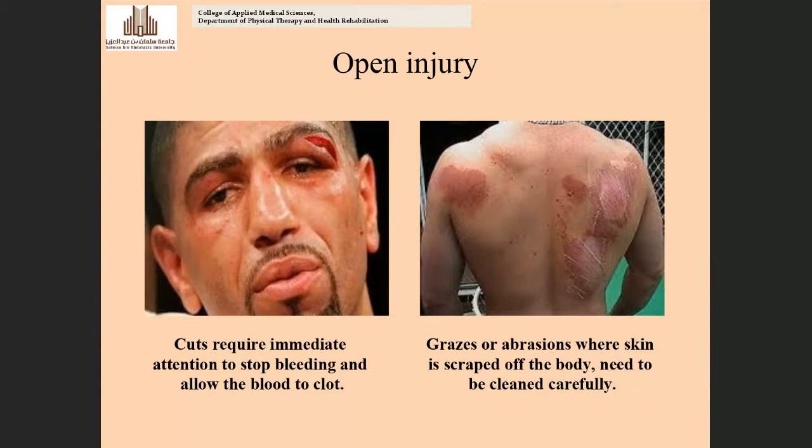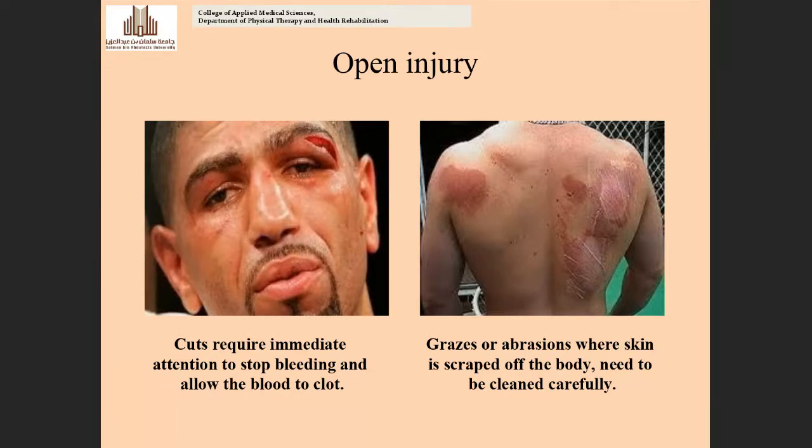So you can see this picture, open injury. This person has experienced an open injury in the upper part of the eye, right? So below the eyebrow. You can see cuts require immediate attention to stop bleeding and allow the blood to clot, right? So immediately, you can see this player got an injury above the eye. So this is open injury.